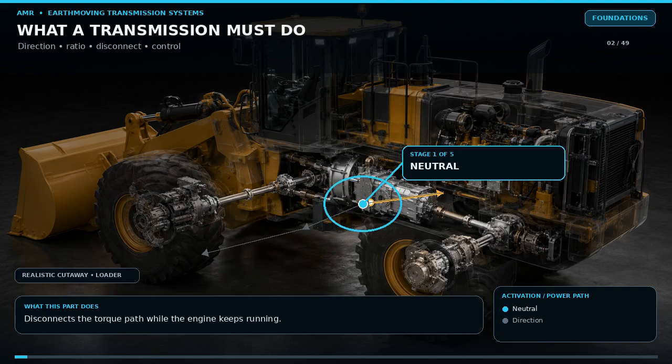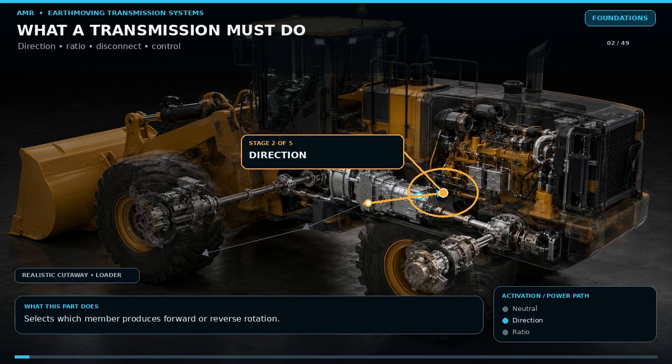An engine normally turns in one direction and works efficiently over a limited speed range. A machine, however, must start from rest, move forward or reverse, crawl with heavy load, travel faster with light load, and stop without stopping the engine. The transmission solves those problems.